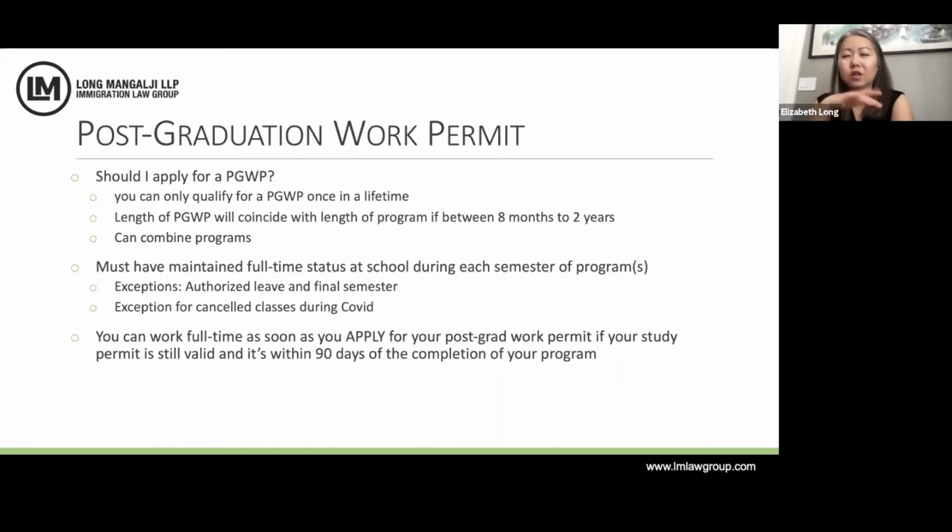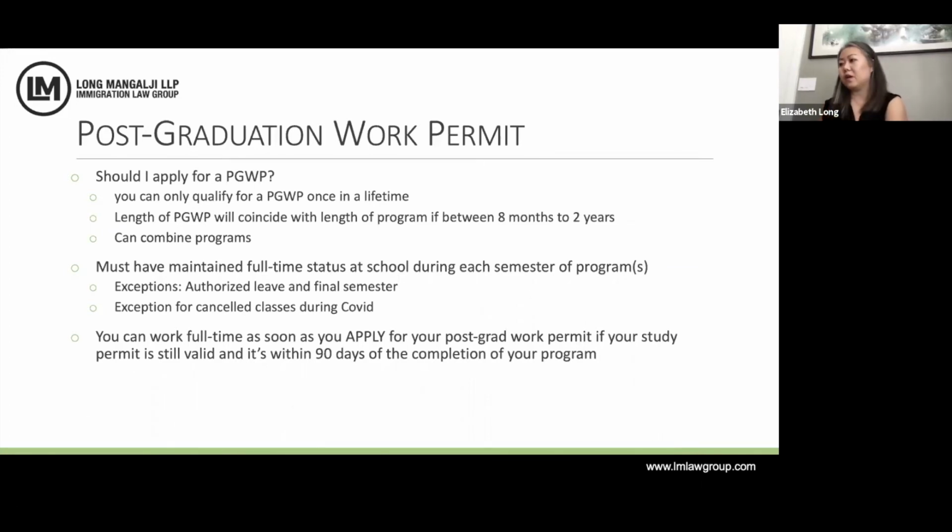Okay, so let's talk about timeline. You've finished your school, your program, you received this letter from the school. You stop working at that point. Now, you say, well, I need to work again, right? What you can do at that point is take that transcript and the letter and apply for your postgrad work permit. As soon as you apply for the postgrad work permit, you are able to work full-time. You don't have to have the postgrad work permit in your hand, okay? As soon as you apply, you can work.